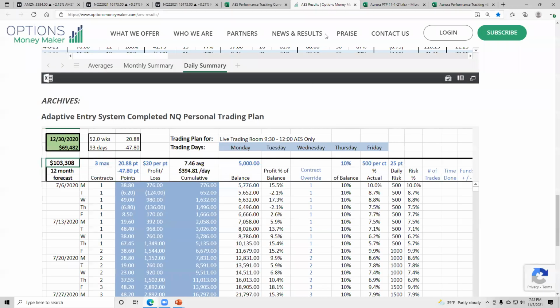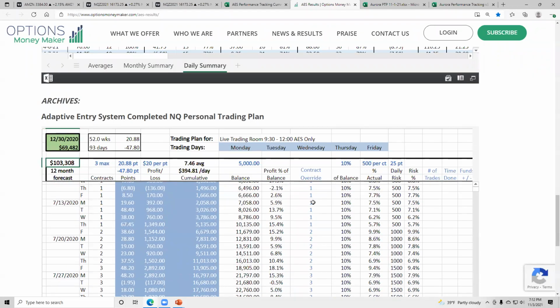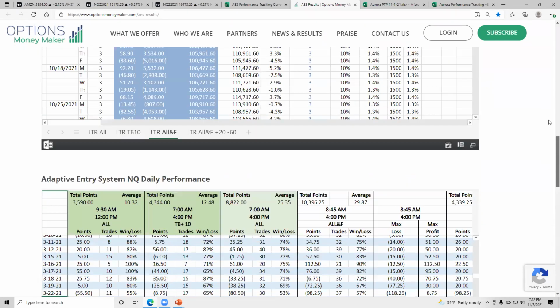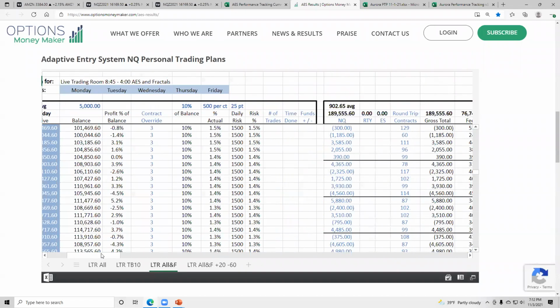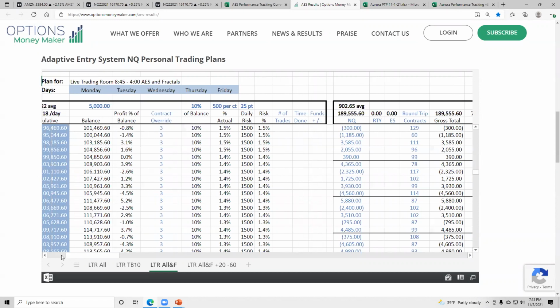So let's jump over to the personal trading plan. Here we go. The personal trading plan is a fairly simple tool, but it's got a lot of complex formulas, calculations that help us do something very, very simple. What you do at the end of every day is plug in the dollar value of your performance for that day, and you plug in the total number of contracts that you traded that day. That's all you have to do.